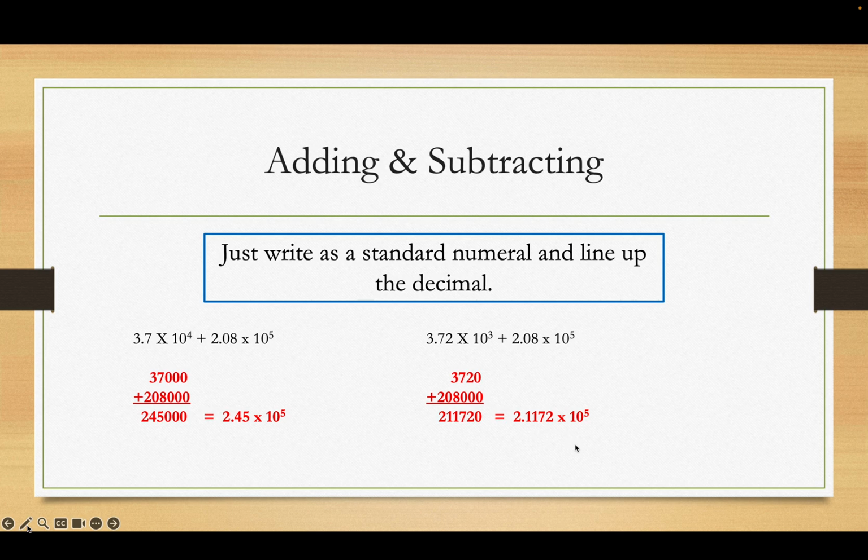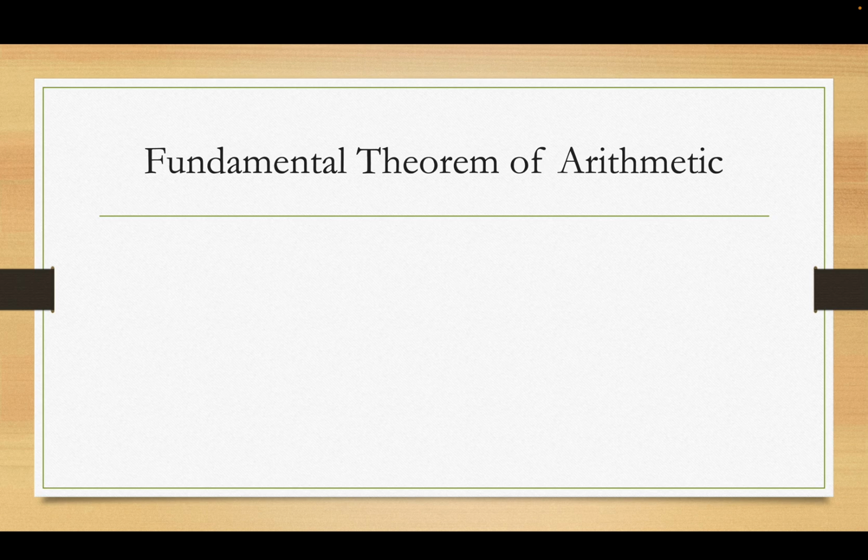Okay, so adding and subtracting, it is what it is. You've got to get like categories together. In order to figure out what the categories are, you've got to write them as standard numerals so that you can get your ones with your ones, your tens with your tens, your hundreds with your hundreds, and so on.